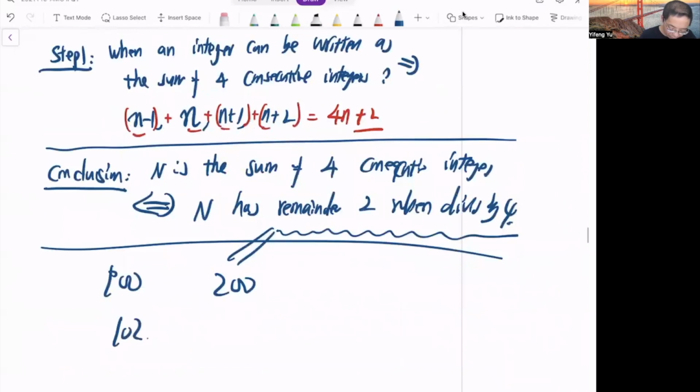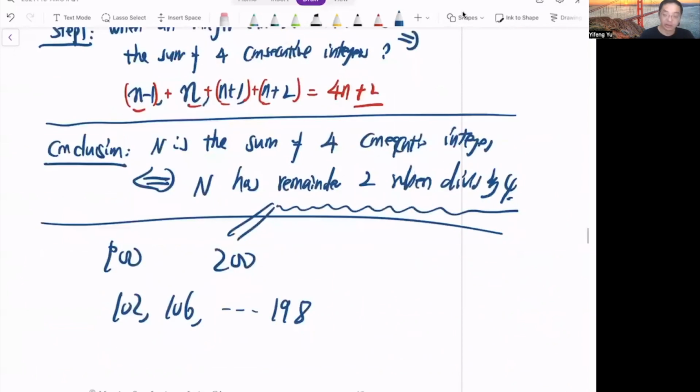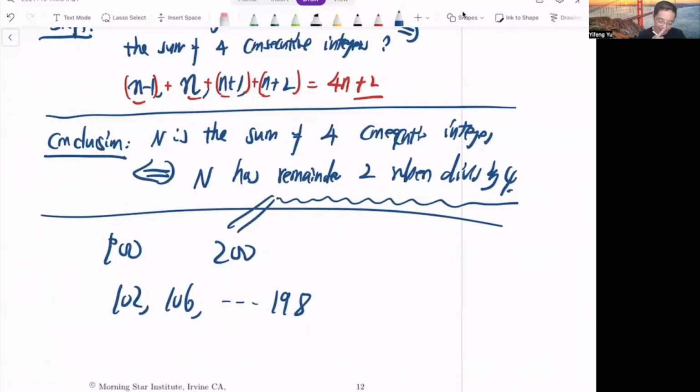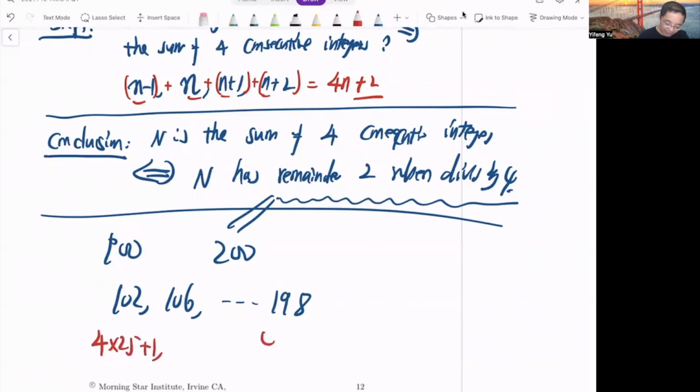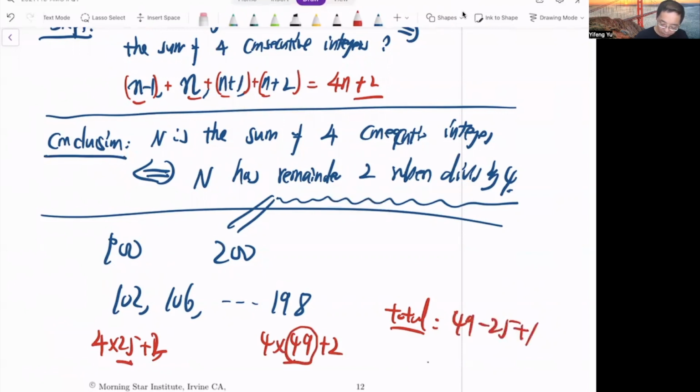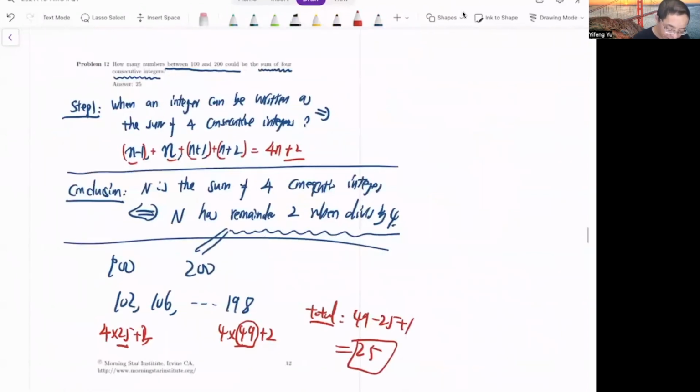The first one will be 102, then 106, and the last one is 196. How many of them do we have? The first is 4 times 25 plus 2, and the last is 4 times 49 plus 2. So the total is 25 all the way to 49, which is 49 minus 25 plus 1, so we get 25. So there are 25 numbers between 100 and 200 that can be written as the sum of 4 consecutive integers.